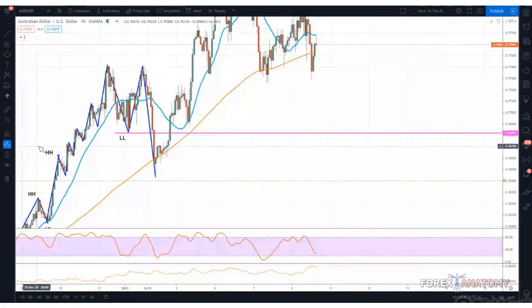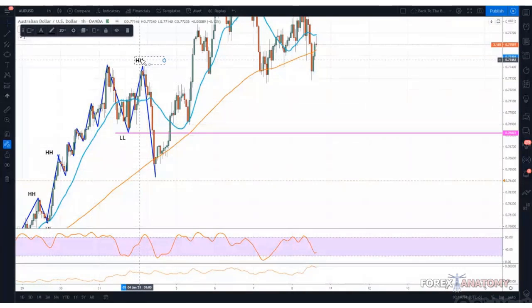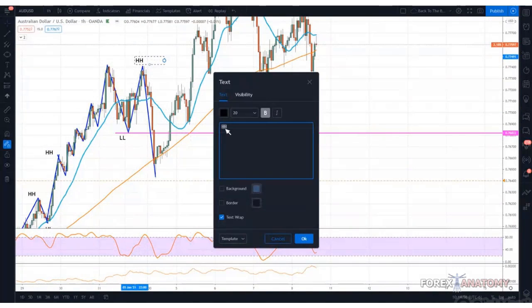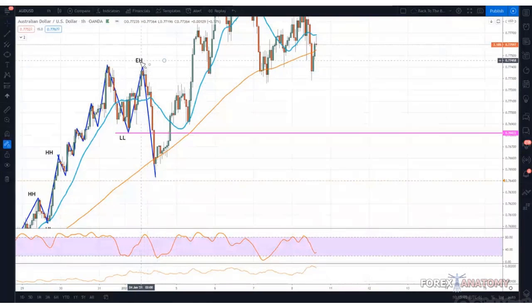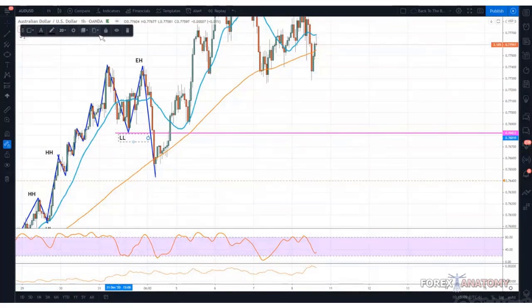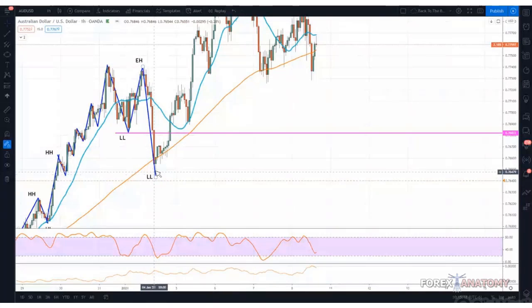Let me just clone this. Right here, price forms what we would call an equal high, or EH. So it doesn't form a lower high. So then we're not looking for a sell opportunity, right? It forms an equal high. Price then comes down and forms a lower low, right?